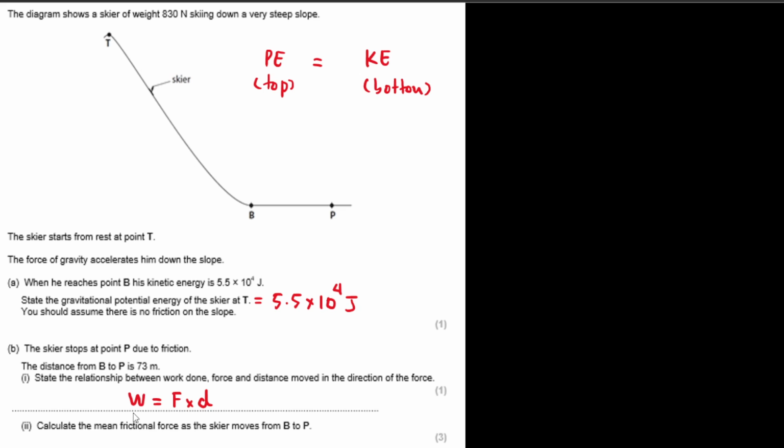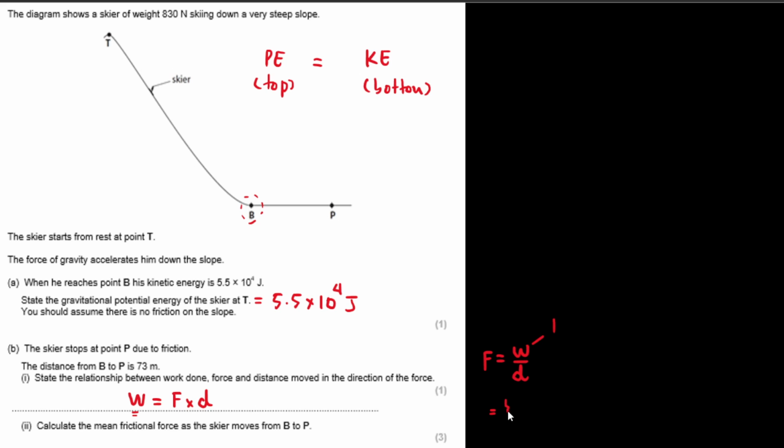So we already know our work done here. At point B, the energy is how much? The kinetic energy is 5.5 times 10 to the power 4. And that's why your answer should be F is equal to W divided by D, from rearranging the equation. You get 1 mark.